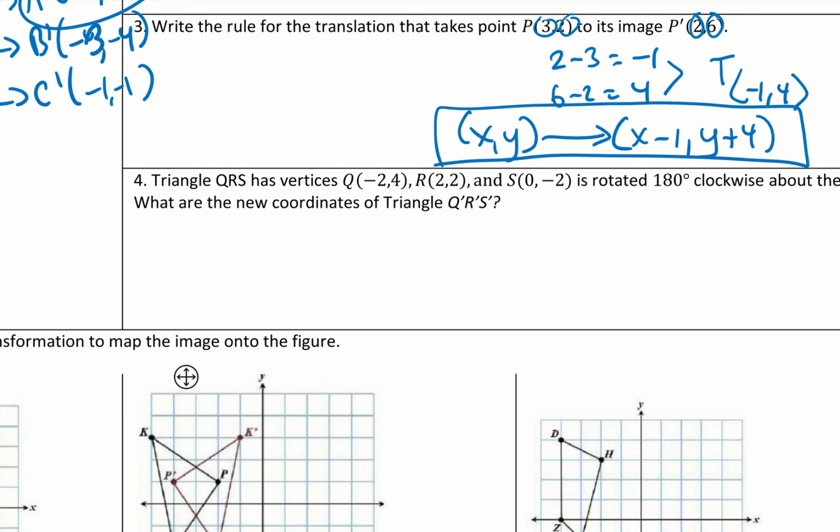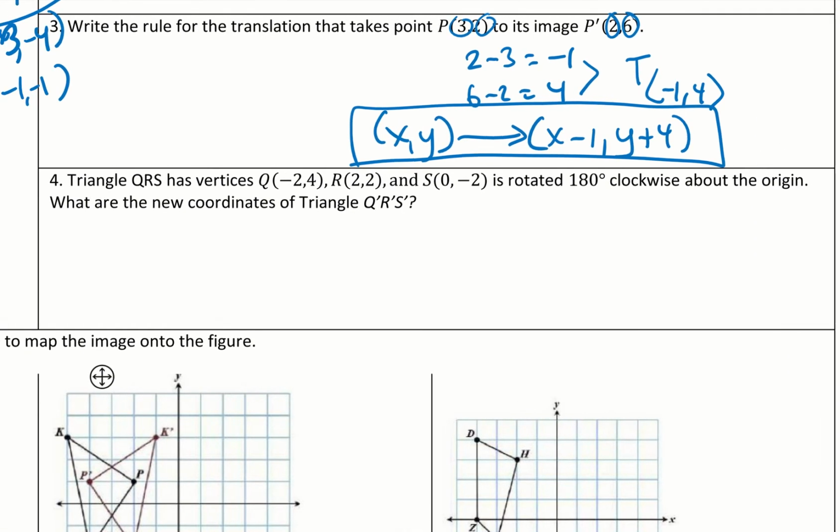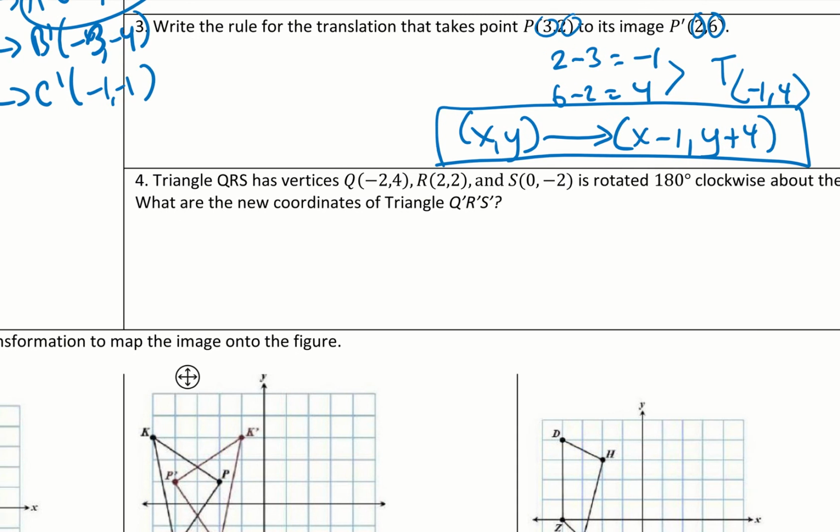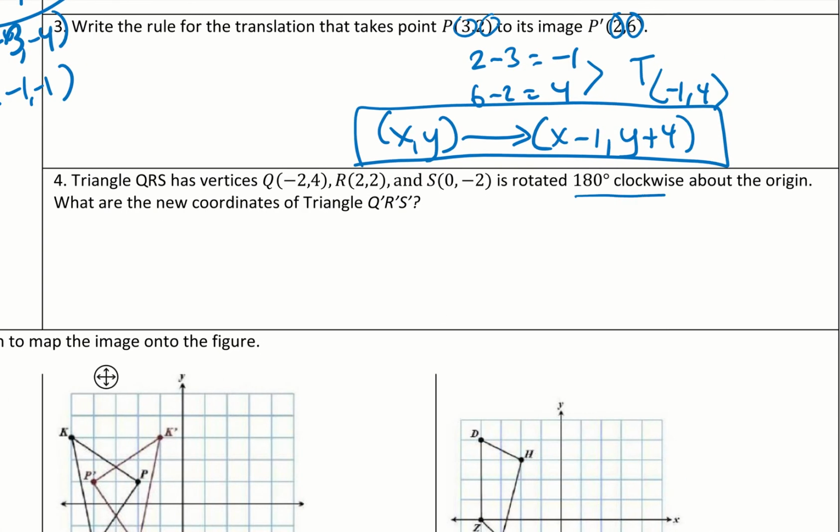Number 4, the triangle QRS has those vertices and is rotated 180 clockwise about the origin. What are the new coordinates of triangle Q prime, R prime, S prime? So rotation by 180, we know that rule, right? Rotation by 180 takes (x, y) and converts it to (-x, -y).